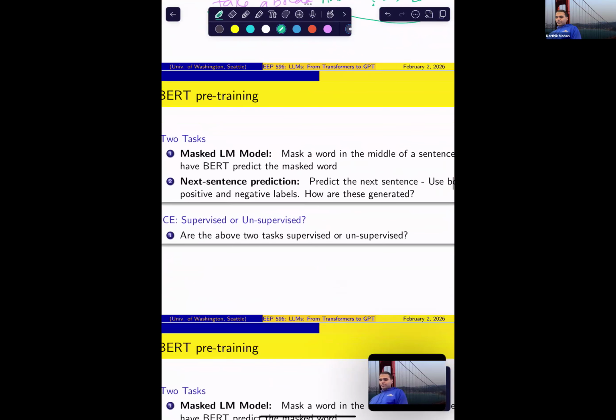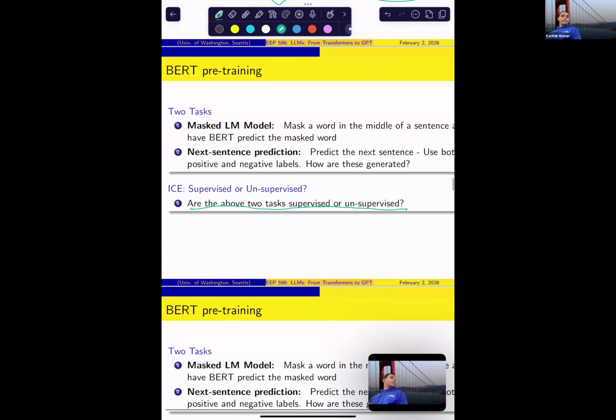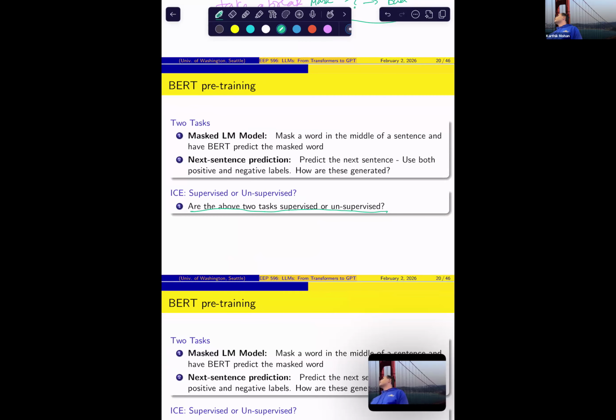So a quick question: are the above two tasks supervised or unsupervised? What do you think? Yeah? Unsupervised because it's training off of its own input. And yet, in supervision, you have a label. So you do have a label, but you're training off your own data. So that's what we call self-supervised.